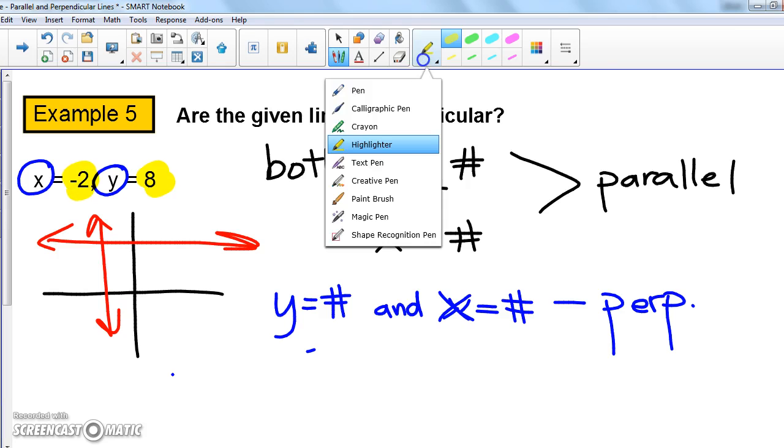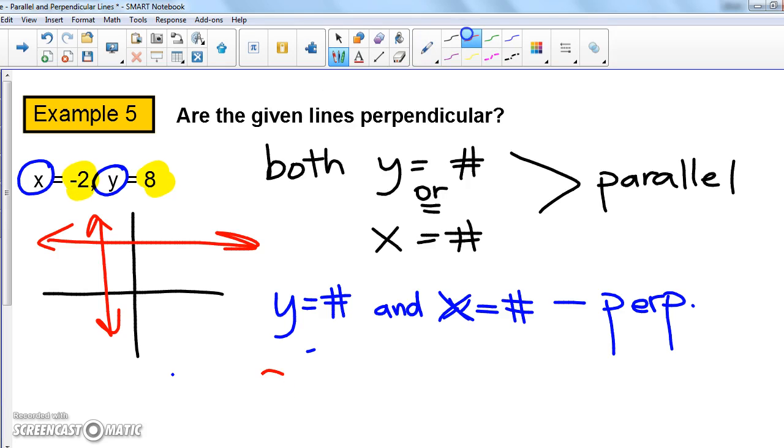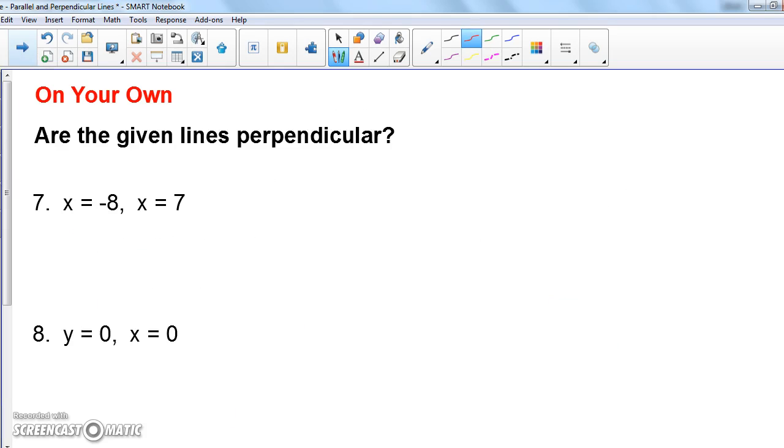That only applies if the stuff over here is just a number. If I have something like this, that does not apply to this rule because there's all this other stuff over there, not just the number, okay? It only applies if there's just a number on the right because it's one of those lines that's either vertical or horizontal. Okay, go ahead and try these two on your own. Pause the video here and then check your answers.